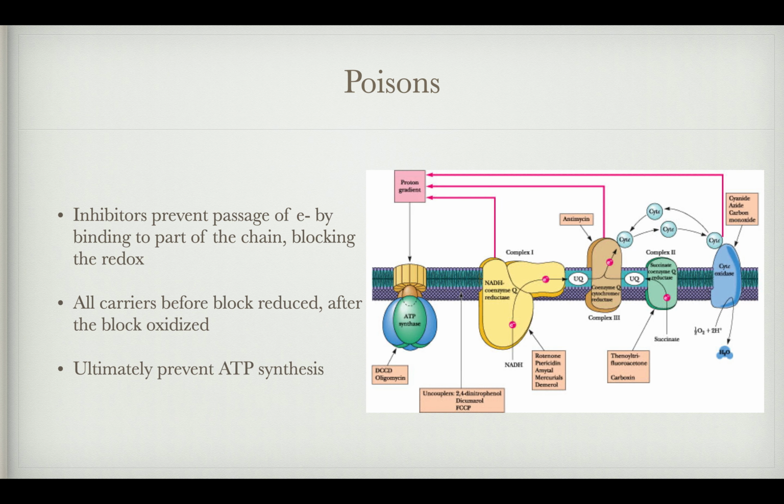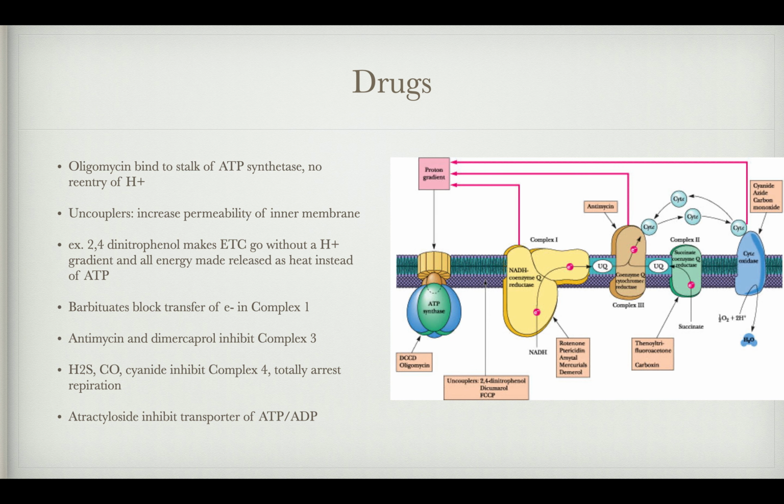So we should know about the poisons. Poisons will inhibit the passage of electrons by binding to part of the chain, blocking the redox reaction. All the carriers before the block would be reduced, and after the block they will be oxidized. So depending on which poison, it's pretty selective, and ultimately these will block ATP synthesis. That's the worrisome part.